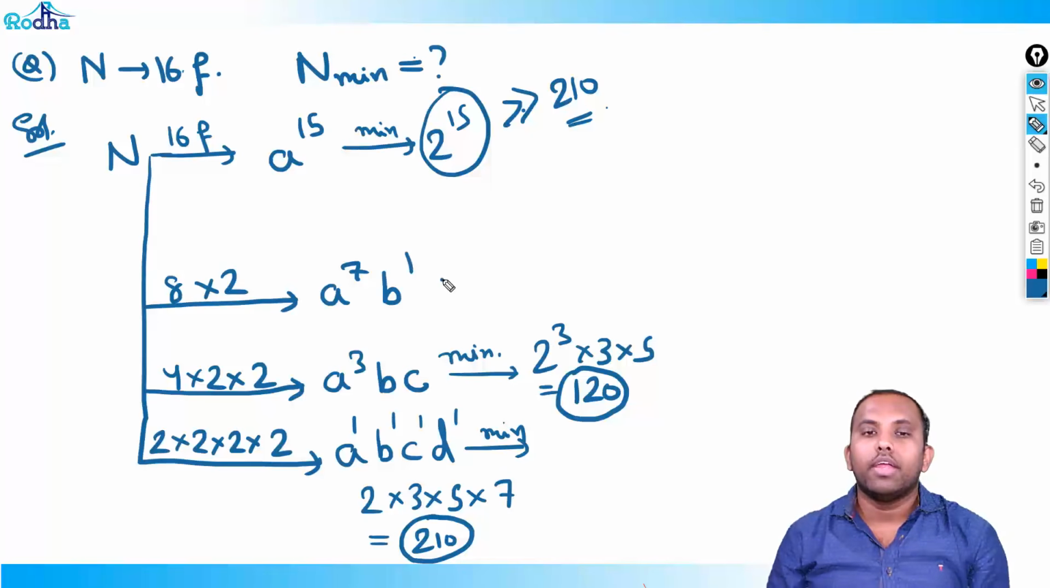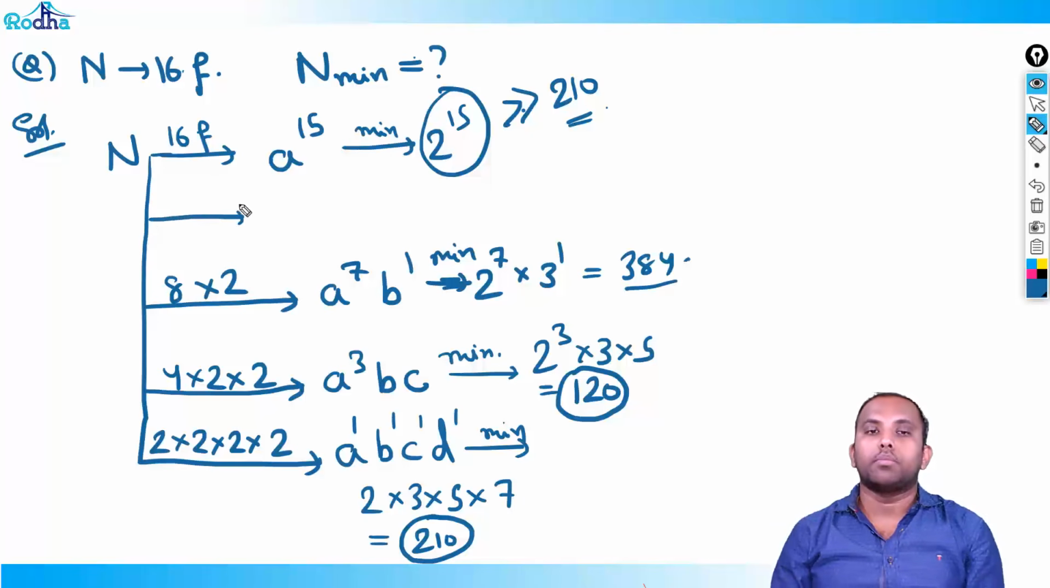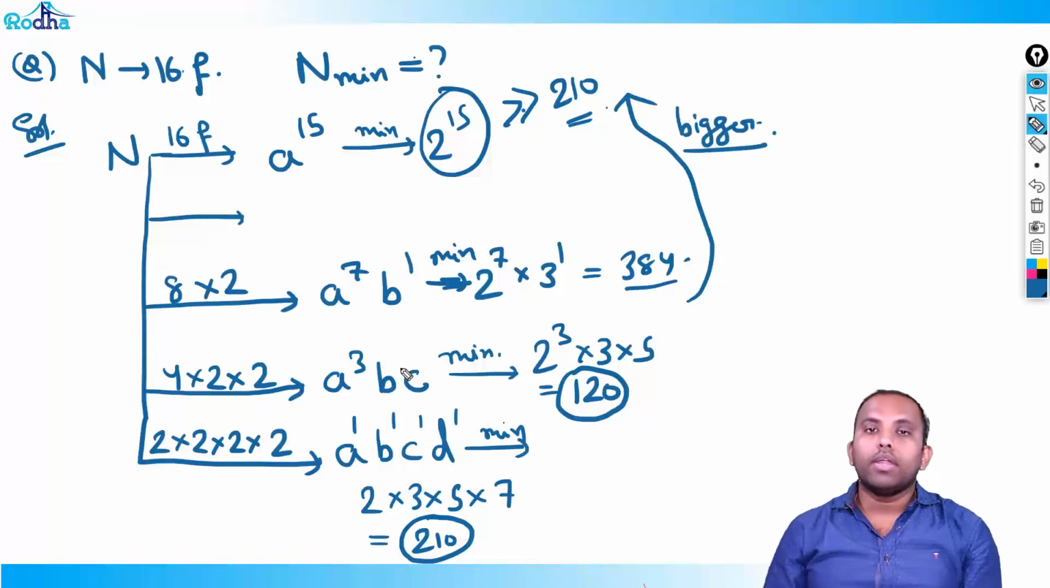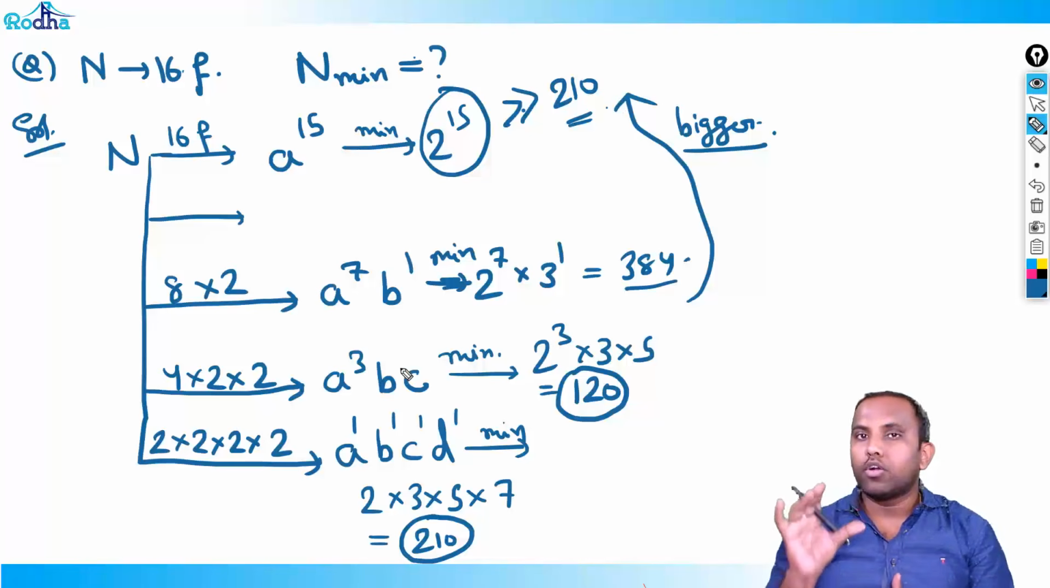Because its minimum value will be 2 raised to 7 into 3 raised to 1. This is obviously bigger than 120 and 210. This is 384, right? And it will be bigger still if you split further into any other parts. See, these values are bigger. So that is what I mean to say. These are very tough questions, but you have got the concept now.